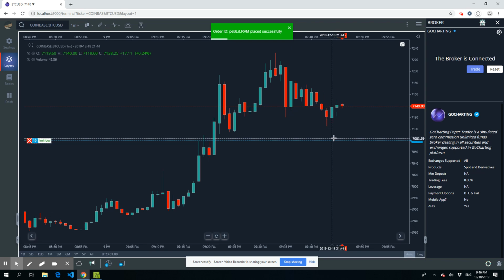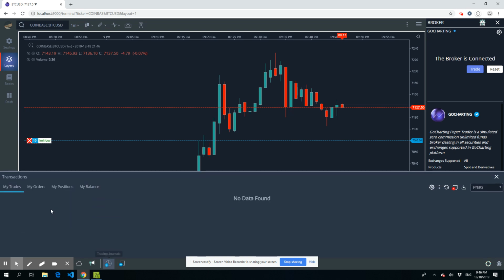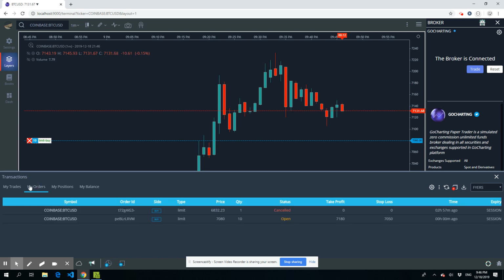So this is your limit order. If you want to look at all the trades that you have done, right, there's another button we have right now called the trading journal. And the trading journal basically gives you, so all of your trades come here, right, and you can have these are your orders.